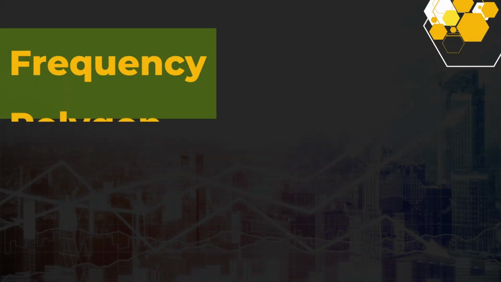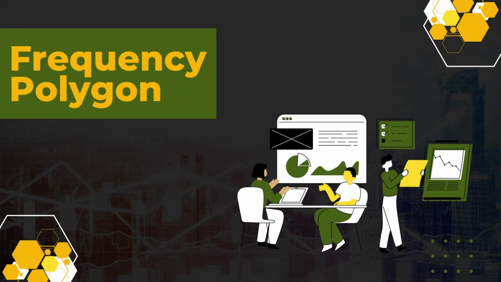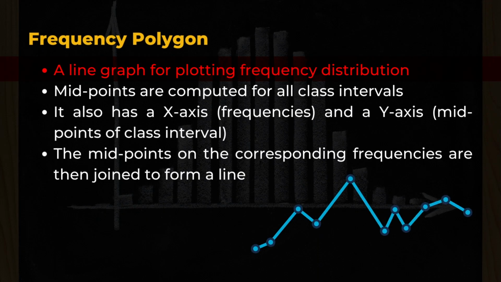The third important graphical representation is the frequency polygon. Frequency polygon is basically a line graph, and it is used to plot frequency distribution. Again here, frequency distribution becomes important. When frequency distribution becomes important, we also need to compute the class intervals. So now you see, it is all related.